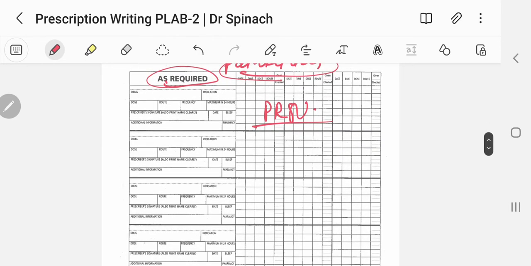Okay, yeah. So that's all for this lesson. Then in the next lesson, let us discuss a bit more about the do's and don'ts and how to basically write a prescription.